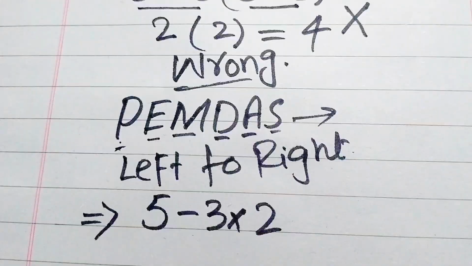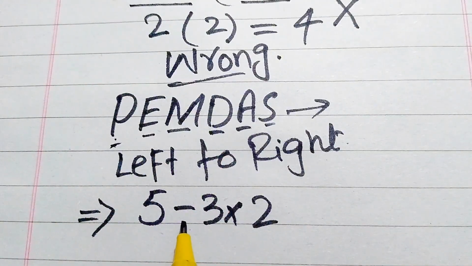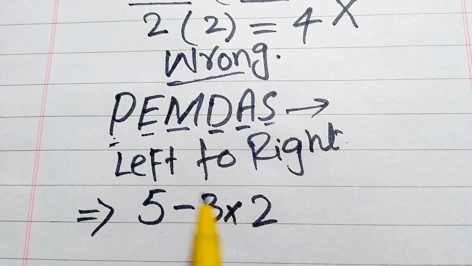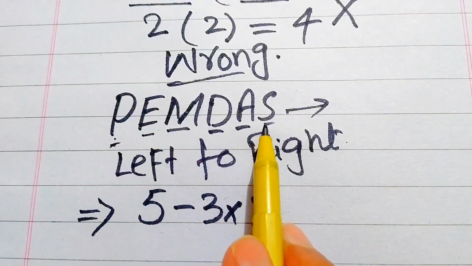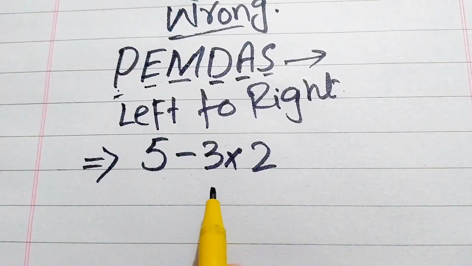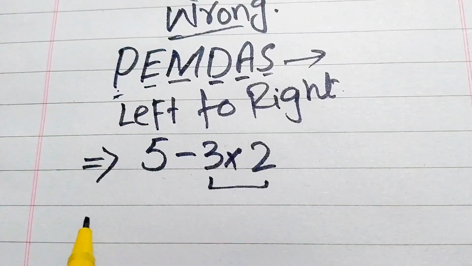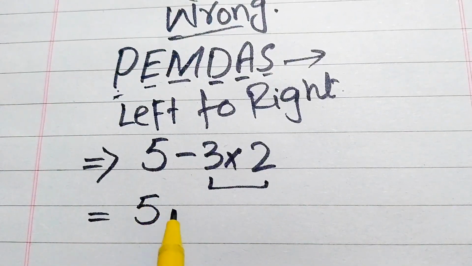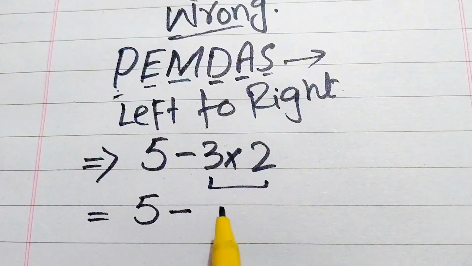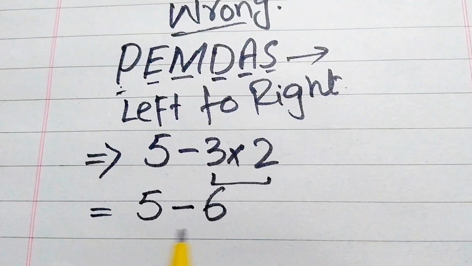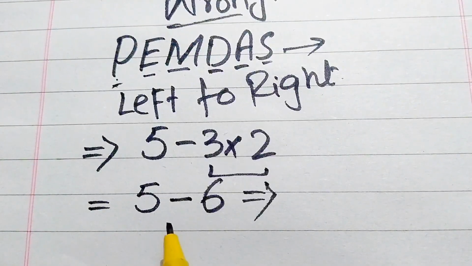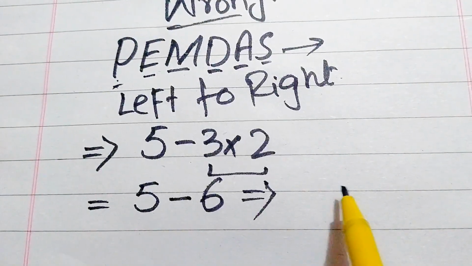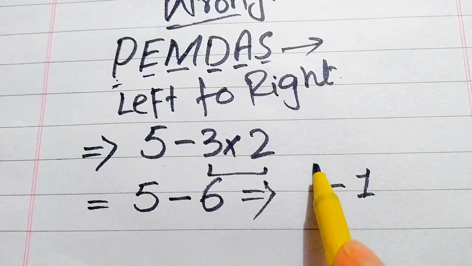Now according to the PEMDAS rule, there are two signs, the subtraction sign and the multiplication sign. Our first priority is to solve the multiplication, and at the last we solve the subtraction. So first we multiply these two numbers: 3 times 2 becomes 6. At last we have just one sign, the negative sign. So 5 minus 6 becomes minus 1.